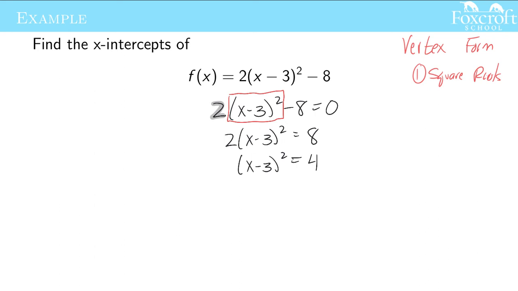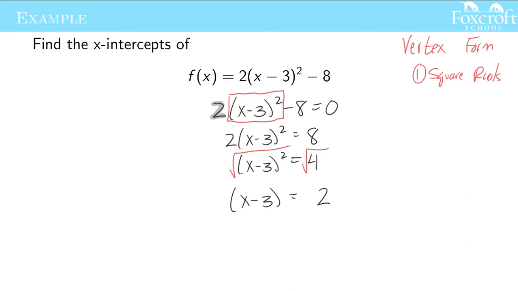And again, this is always the first step when you're solving with square roots: get that perfect square by itself. So now I can do square roots. Because a square and a square root cancel, now I just have x minus 3 on the left. On the right, the square root of 4 is 2.